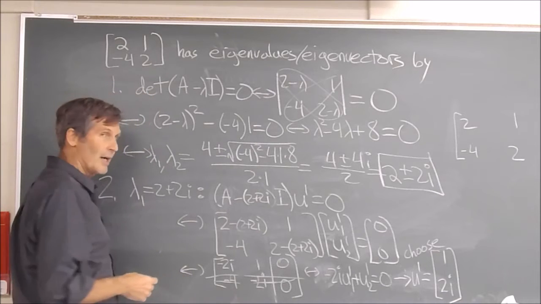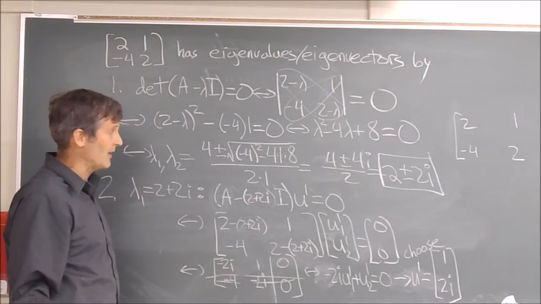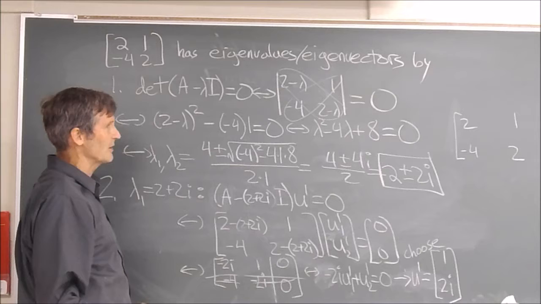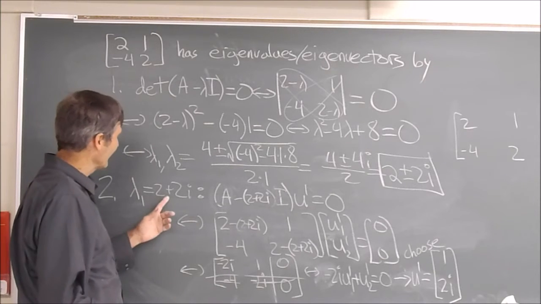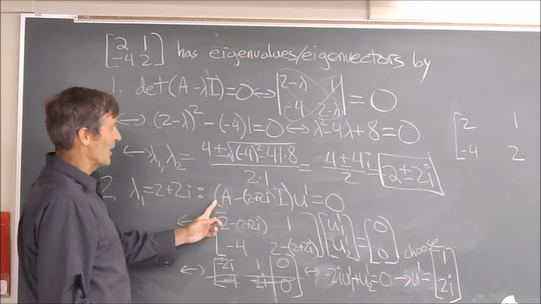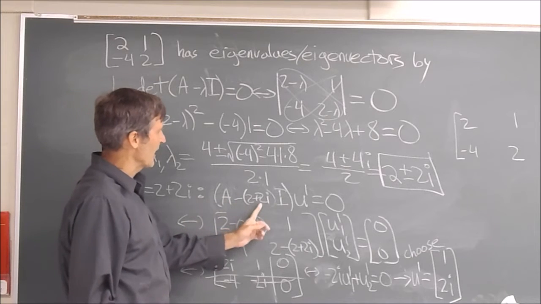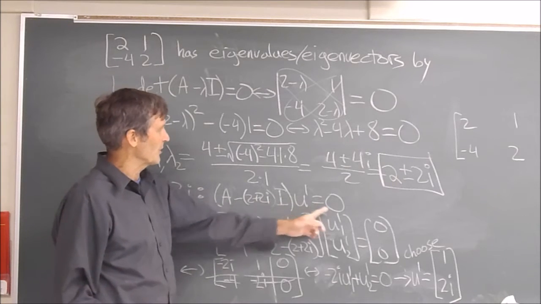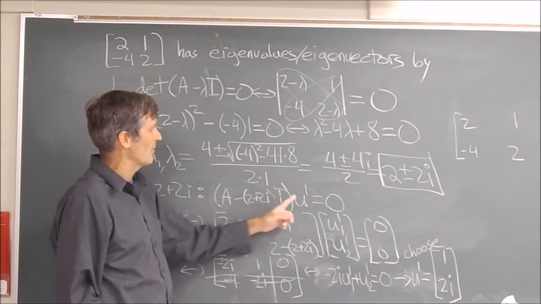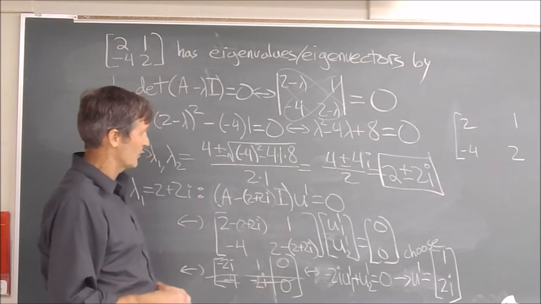When they're complex conjugates, in some ways finding the eigenvectors is easier, even though you initially think complex arithmetic, right? But we solve the same equation, A minus lambda times the identity, times u equals 0. Here I'll put lambda 1 here, so I'm finding an eigenvector u1 that goes with it.